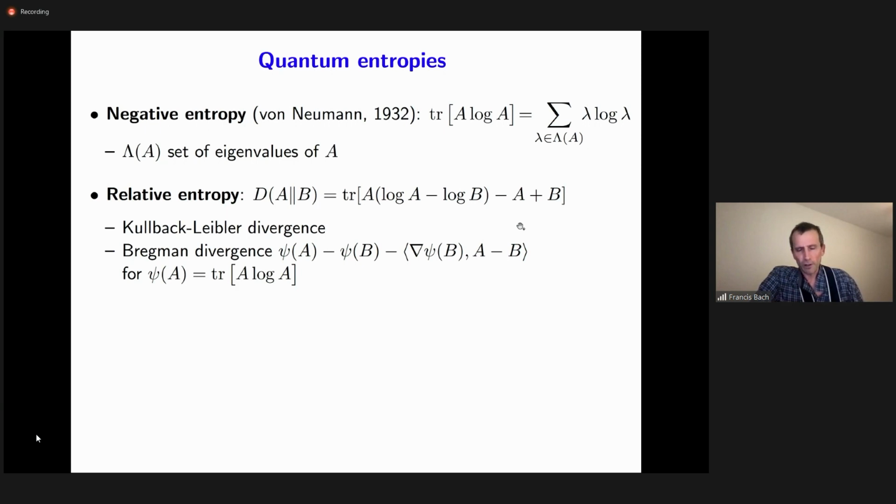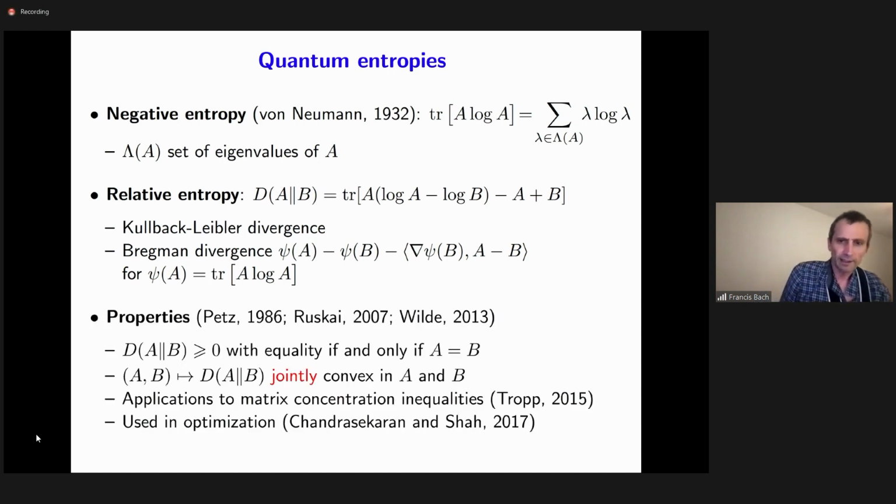In our situation, where often things will be normalized, the trace of A will be 1 and the trace of B will be 1, and you recover the trace of A log A minus the trace of A log B. And this starts to look a bit like the sum of P log P over Q. So a few properties of that relative entropy. This is very well studied in the quantum world. Most of the results come from quantum physics papers.